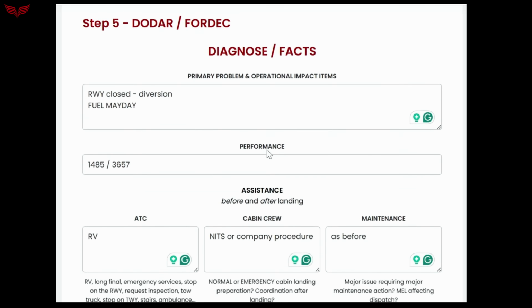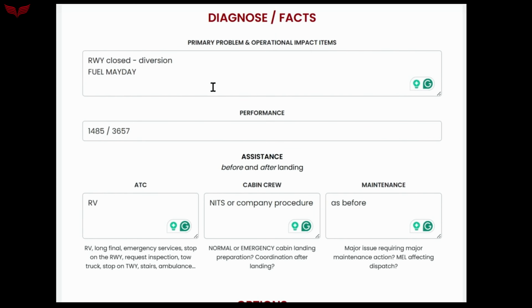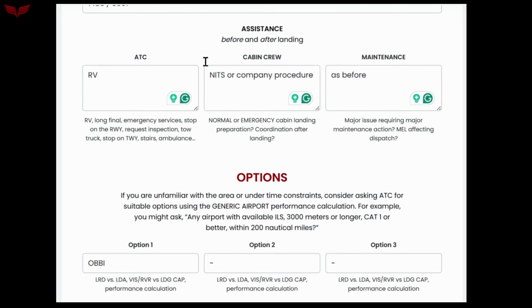DODAR and FORDEC. Diagnose or facts. Facts: runway is closed, requiring us to go into diversion and fuel mayday. Performance: required 1,485 meters, going onto a runway 3,657 meters long. Assistance: we need radar vectors from the ATC and the cabin crew.